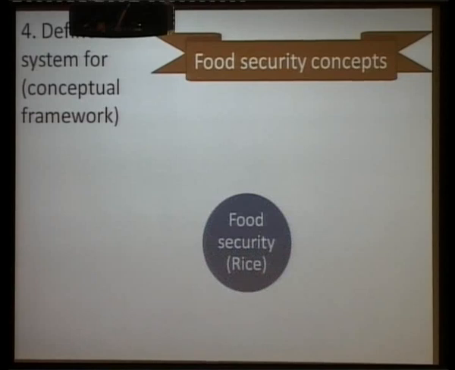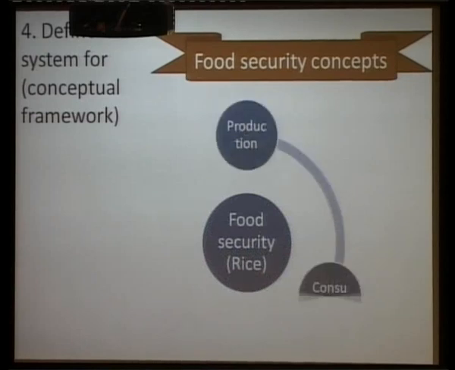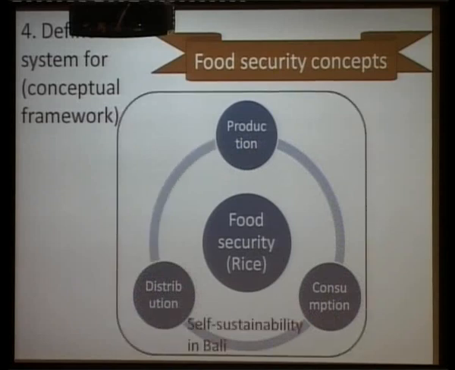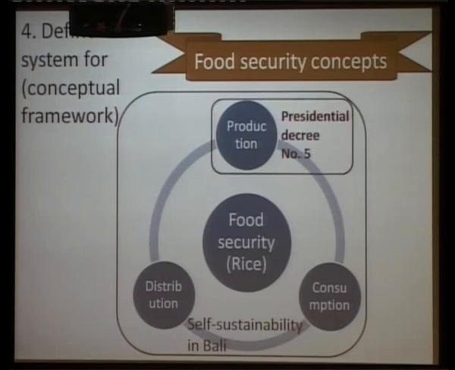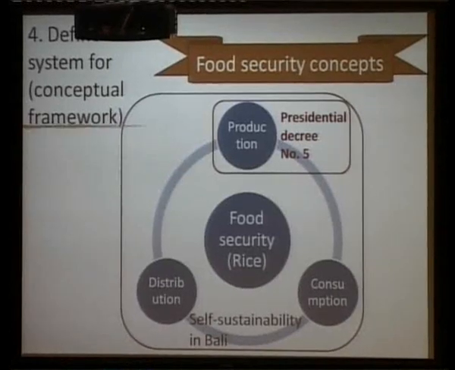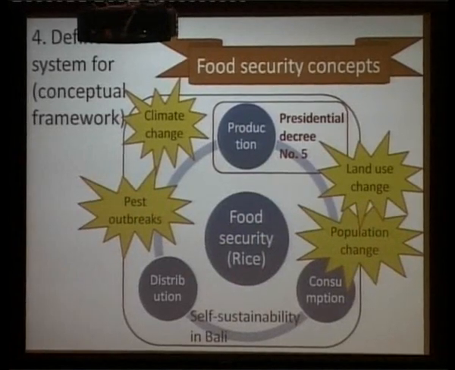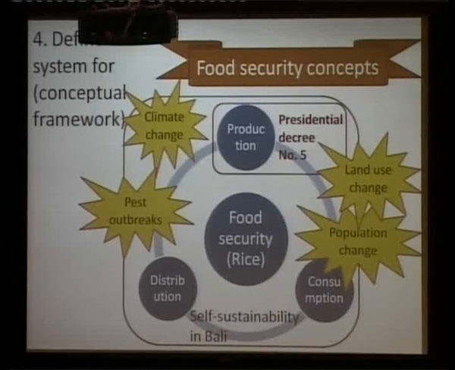Generally, food security concept has 3 sub-components, such as production, consumption, and distribution. And this is what Bali government is concerned about as self-sustainability. But Presidential Decree number 5 focuses on production. So although we look at the whole food security, our focus is more on the production. Then this is affected by a number of issues such as climate change, pest outbreak, land use change, and such.